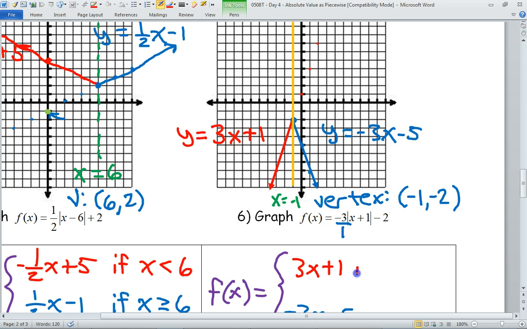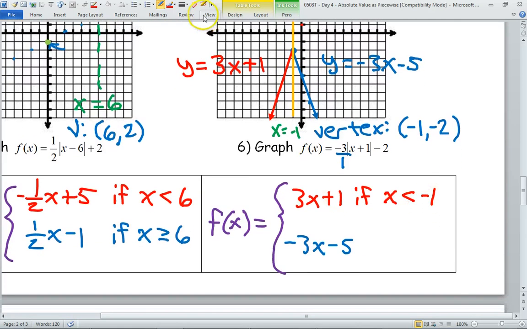So on the end, I'm going to add in if, let's see, what am I going to add in on the end here, class? If x is less than -1, because it's to the left of -1. What about the blue one? If x is what? Greater than or equal to -1. Class, how do I know which one to make or equal to and which one to leave plain less than? It just doesn't matter. You pick which one you want it to be.